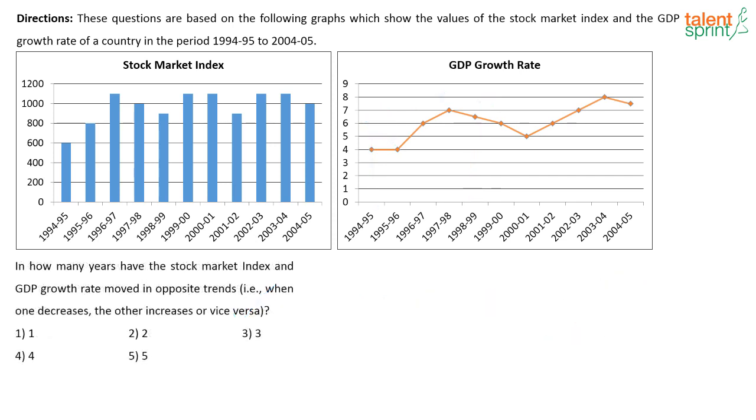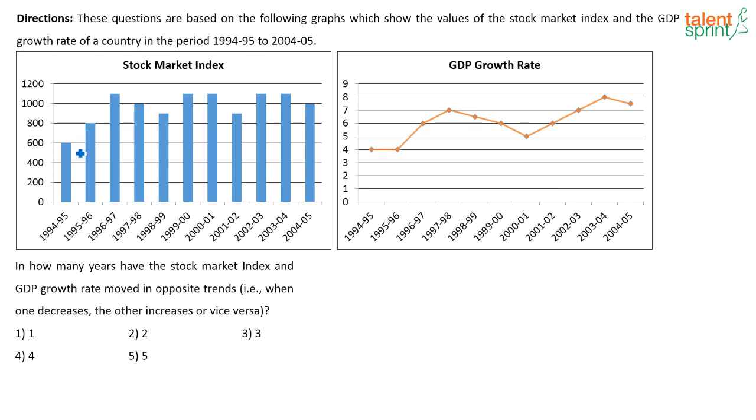In how many years have the stock market index and the GDP growth rate moved in opposite trends? That is, when one increases the other decreases, or vice versa. That you have to compare. So you have to compare the stock market index growth and the GDP trends for each year and see whether when one increases the other decreases, and how many years has that happened.